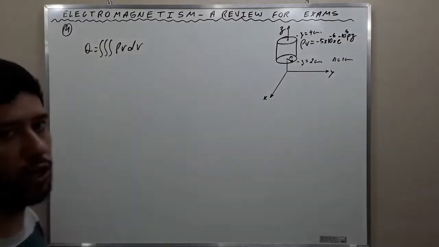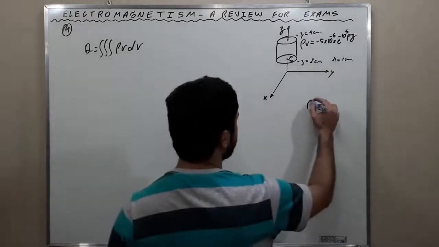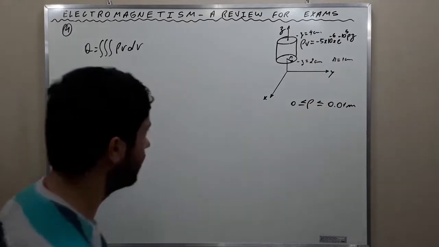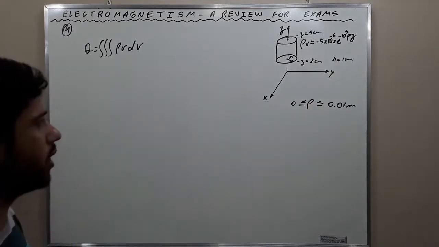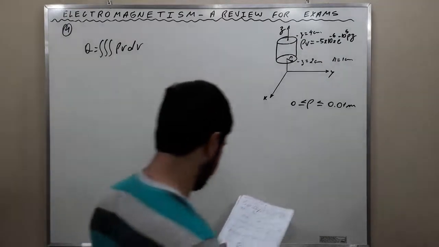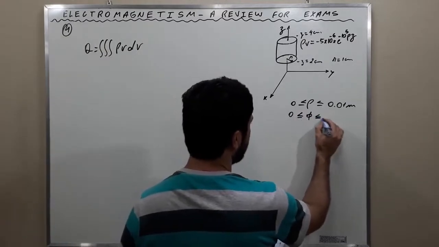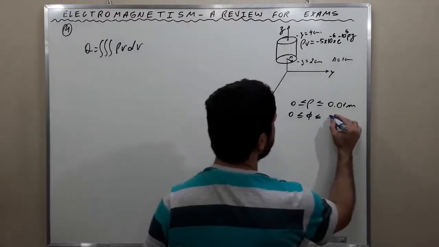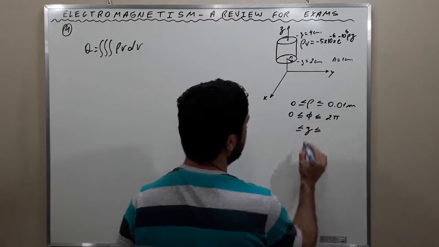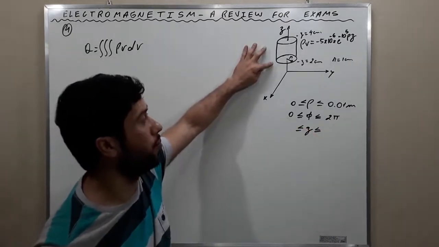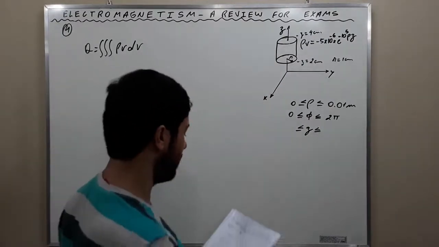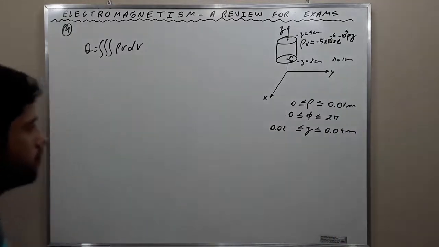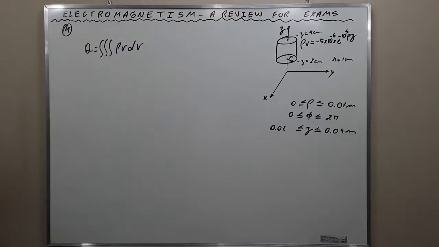Then, as the radius of the cylinder is 1 centimeter, rho is going to vary from 0 to 0.01 meters. In cylindrical coordinates, instead of using x, y, and z, we use rho, phi, and z. Phi is the angle, and it is going to vary from 0 to 2 pi, the entire circle. And z is going to vary from the bottom of this cylinder to the top.